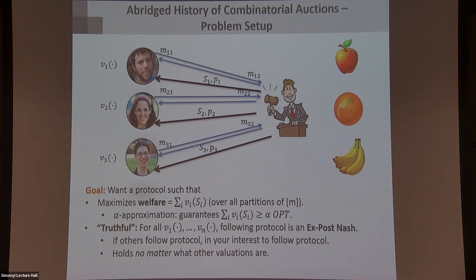I'll just call this truthful for the rest of the talk. The formal notion is called an ex post Nash. There are other formal concepts of incentive compatibility that people study, but this is going to be the one for the entire talk that comes up.